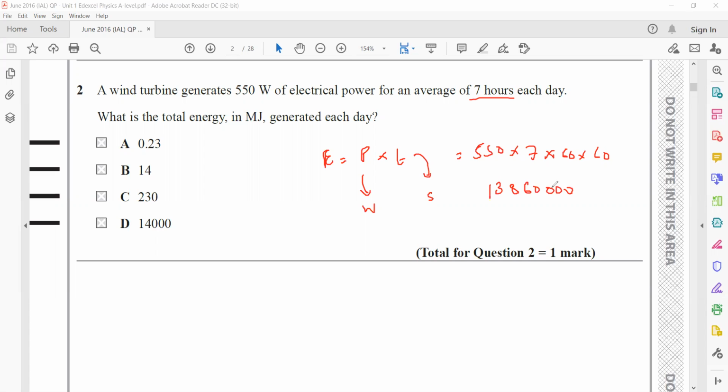And if we convert into mega, we count the decimal point 1 2 3 4 5 6 places, so it will come out as 13.8 into 10 to the power 6 joules. And 13.8, if we round it off, will be 14. So it will be 14 into 10 to the power 6 joules, and 10 to the power 6 is mega, so it is equal to 14 megajoule. That's why B is the right answer.